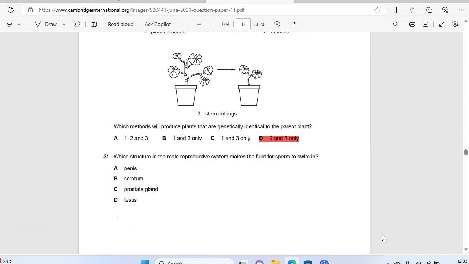Which structure in the male reproductive system makes the fluid for sperm to swim in? Prostate glands make the fluid in which the sperm swims.